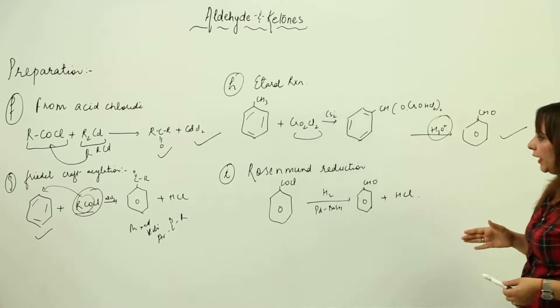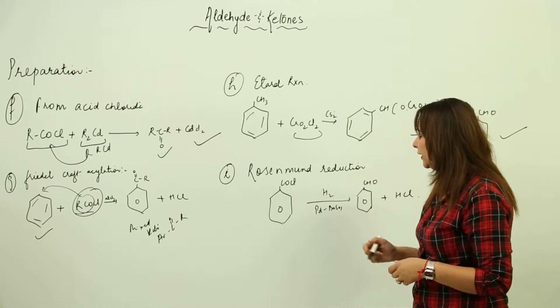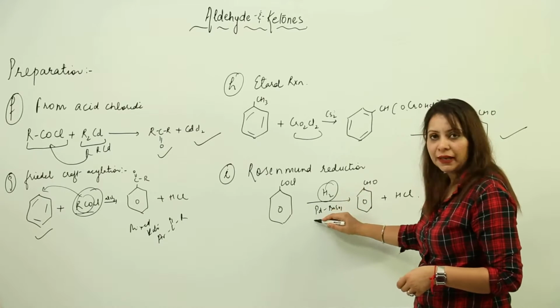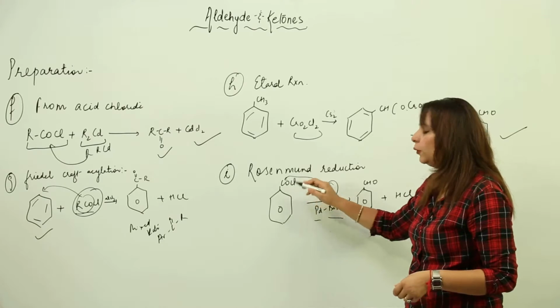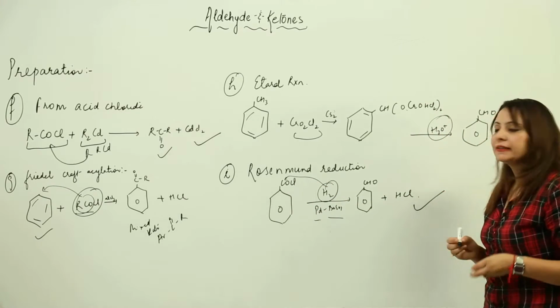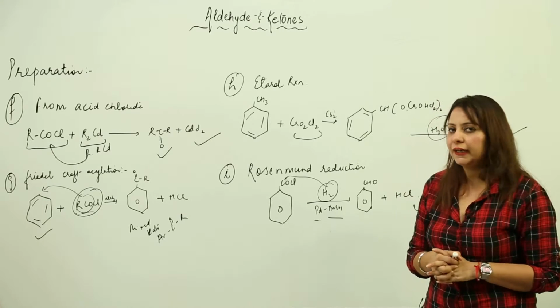Last is the Rosenmund reduction. Again here we have an acyl chloride, and we are carrying out the reduction in presence of palladium BaSO4. So when we do it, it forms a CHO group here and HCl is liberated. So these are the complete preparations of the aldehydes and ketones.